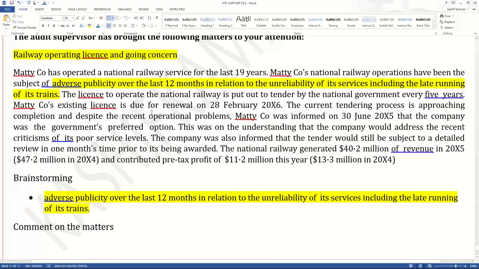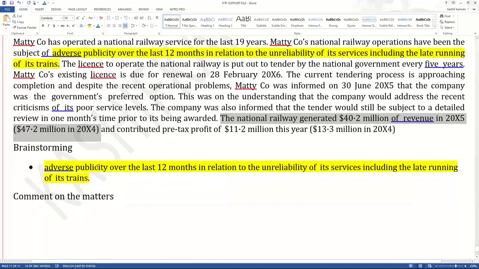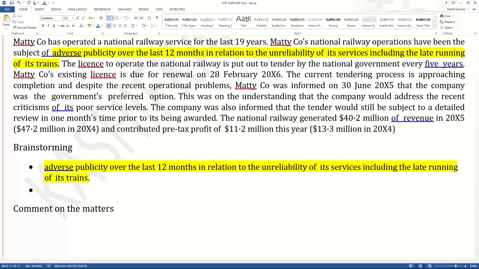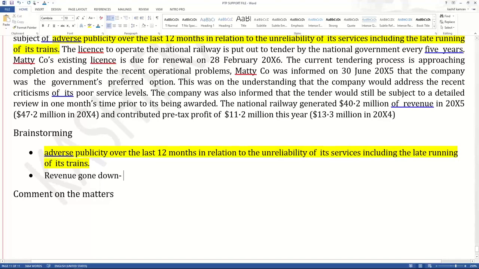Now, as a result of the adverse publicity, in relation to some unreliability of the services, including the late running of trains, if you go down this paragraph, can you see that the National Railway generated 40.2 million of revenue in 2005? Last year, it was 47.2 million. Has their revenue gone down because of this adverse publicity? Can you find out how much is the decline in the revenue? Can anyone find the percentage of revenue going down over here?